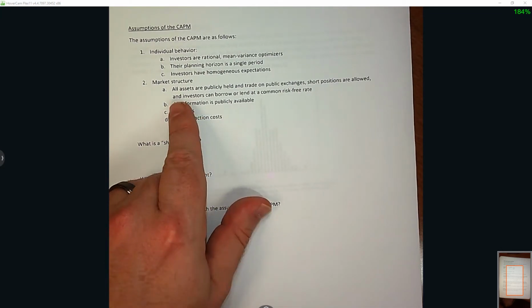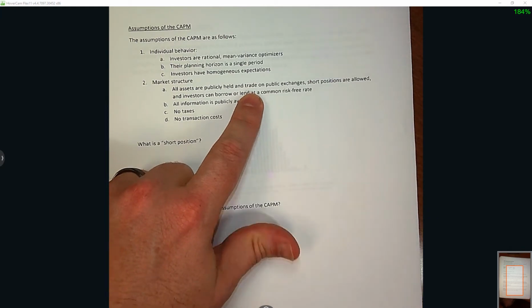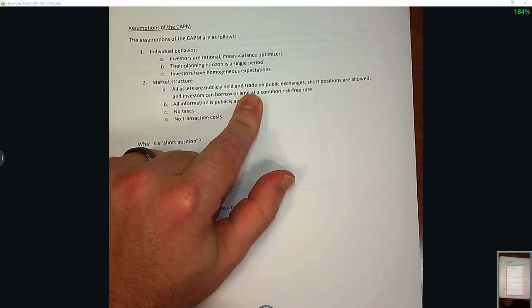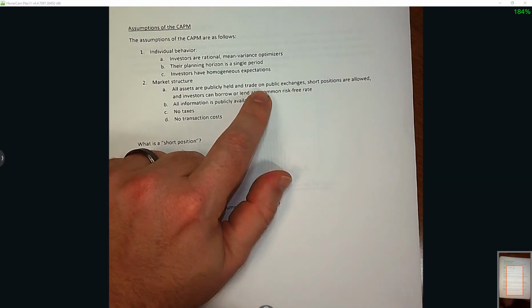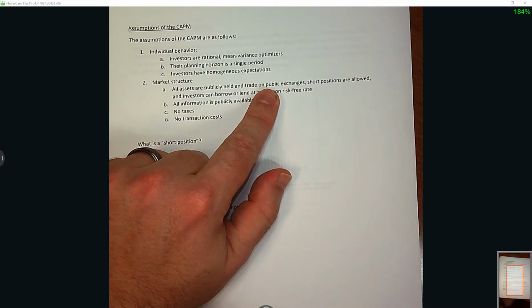Market structure, an assumption is that all assets are publicly held and trade on public exchanges. That's not really true, and that's why the CAPM is generally applied to stocks and maybe other assets that are publicly traded. I worked with a researcher once who wanted to use the CAPM model for real estate purchases, and that's a little more difficult because real estate doesn't trade on a public exchange.